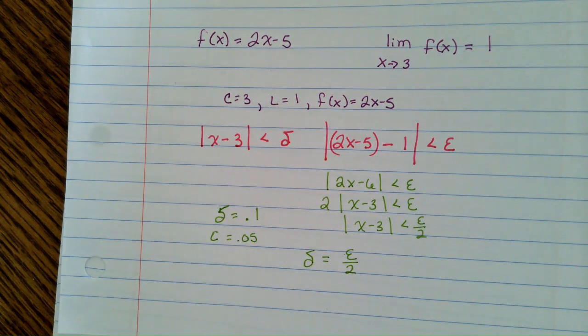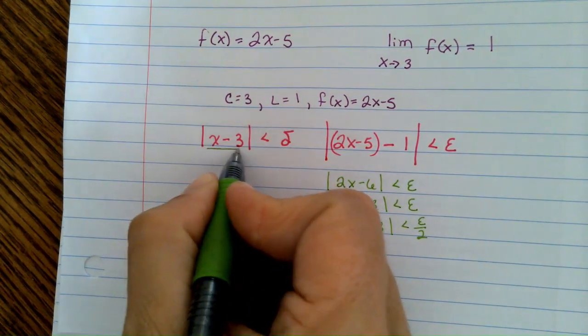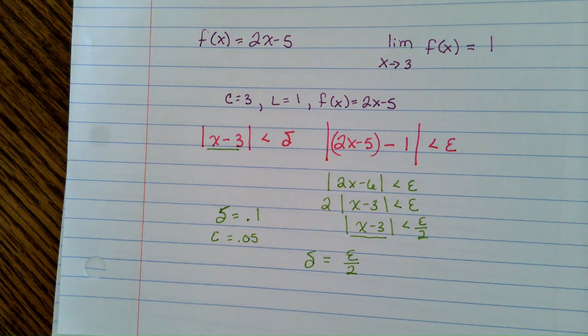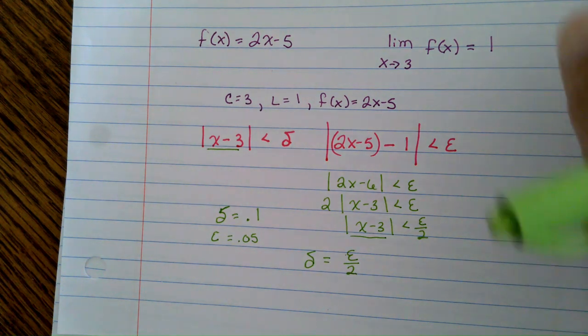So that's really the big deal if you're trying to compare your delta and epsilon, is to make sure that you can get a straight comparison on absolute values. Okay, it's kind of like a tolerance. If I can tolerate x within 1/10, then I know that my y will be within 5/100ths.